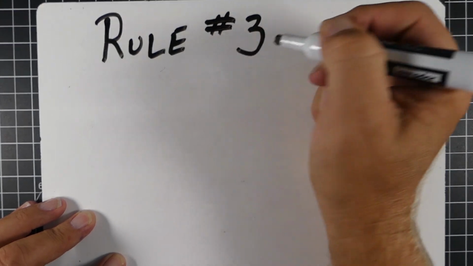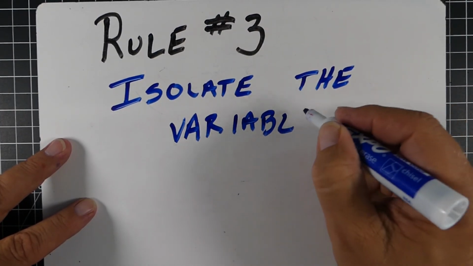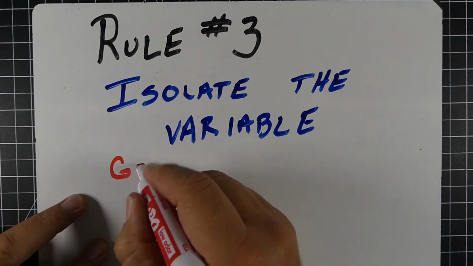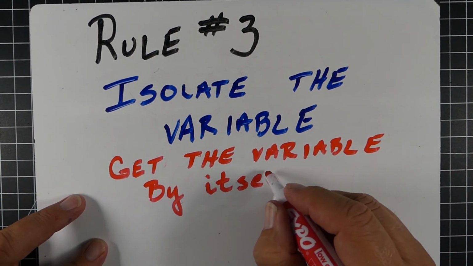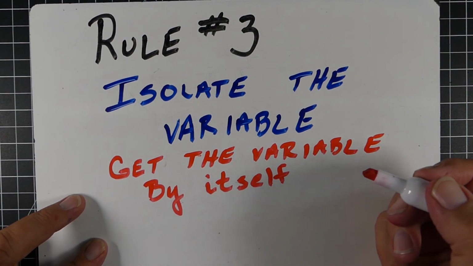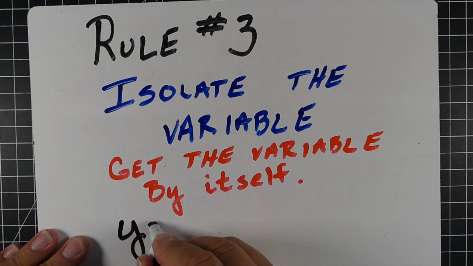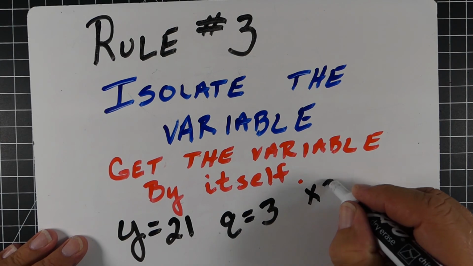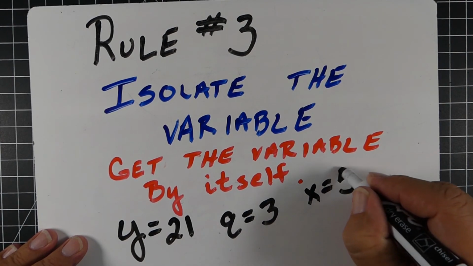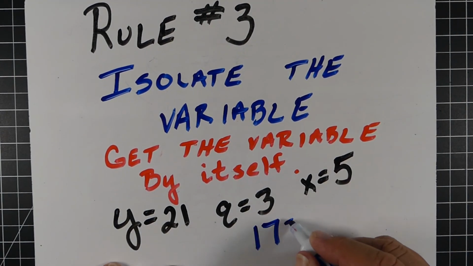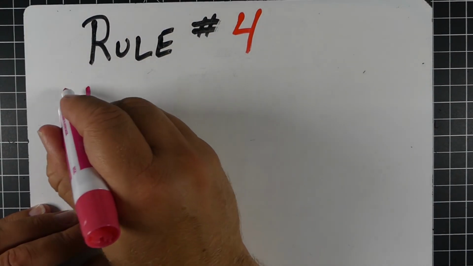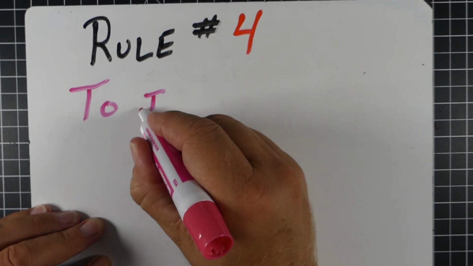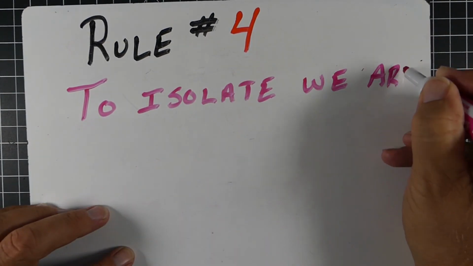All right, so now to rule number 3. What we need to do is try to isolate the variable in these problems. What that basically means is we want to get the variable alone by itself on one side of the equal sign. So, for example, y equals 21, q equals 3, x equals 5. The variable can be on the other side too, so you can have 17 equals y or 3 equals b.